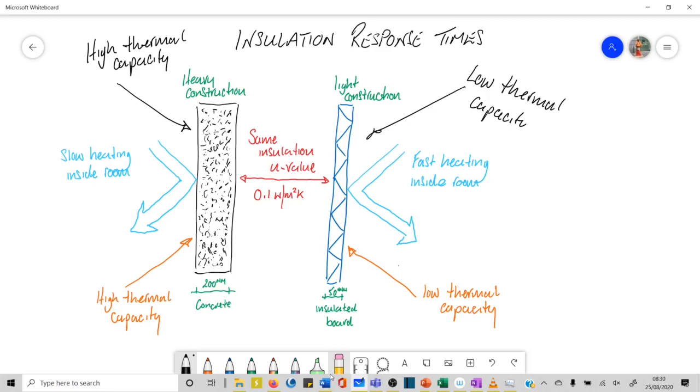So there are advantages and disadvantages. The heavy construction has an advantage where it will release energy over a much longer period of time. The disadvantage is it will take a lot longer to heat up. And then the light construction is very quick to heat up the room, but it doesn't hold the heat as long. So therefore, when you turn the heating off, the room is going to cool a lot quicker.